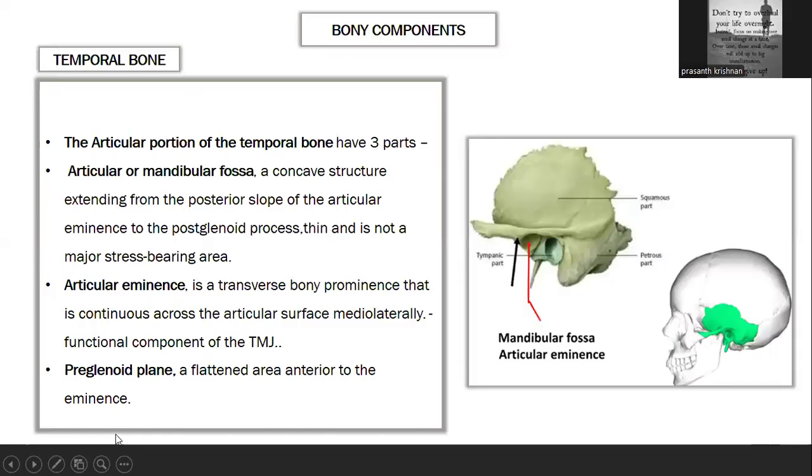The first one is the temporal bone. The temporal bone has three parts. One is the articular fossa or mandibular fossa. Next one is the articular eminence. And the third one is the preglenoid plane.